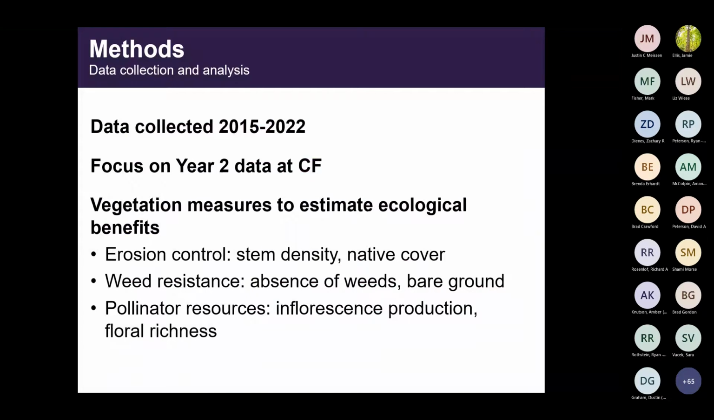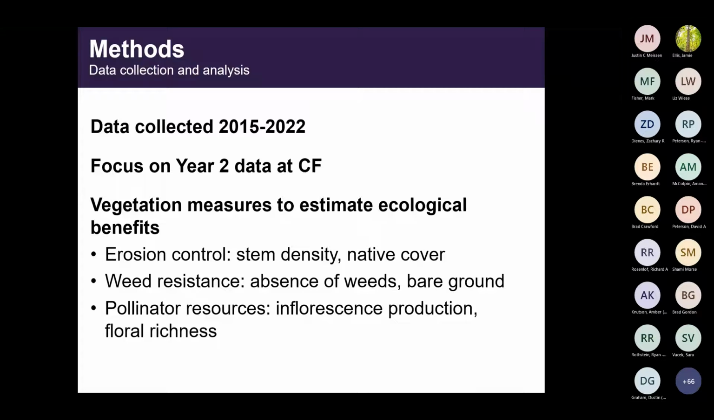So we collected data from these 2 experiments from their initial establishment up to and including this year or last year. But to standardize our analysis, we're going to focus on the year 2 data. That's the data that the paper's focused on too. So the results we'll talk about today will represent establishing prairie plantings in their second growing season. We'll mostly look at results from the CF experiment, but we'll also compare results between experiments towards the end.